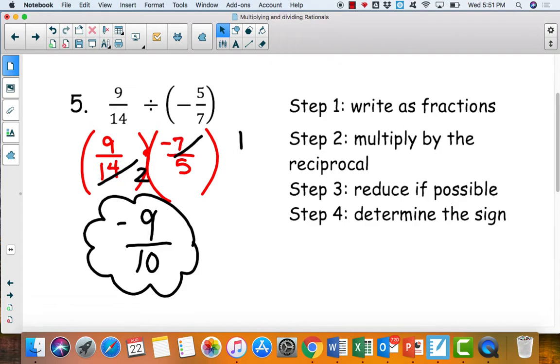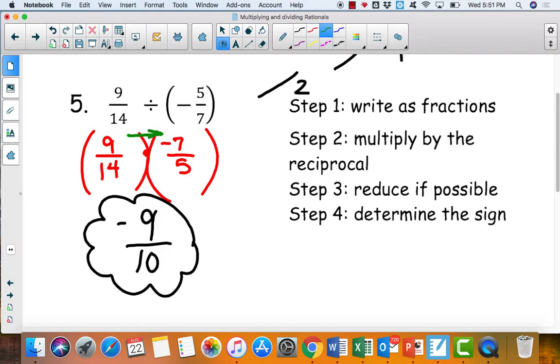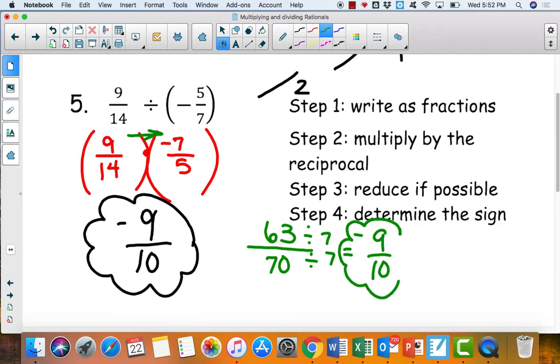Remember, if you don't like cross-reducing, don't cross-reduce. Just multiply straight across. 9 times 7 is 63. 14 times 5 is 70. And then in this instance, we have to divide everything. It can be reduced. We can divide by 7. I get 9 over 10. Same thing. A positive divided by a negative is a negative. So it doesn't matter if you cross-reduce in the beginning or reduce at the very end. You're still going to get the same results.